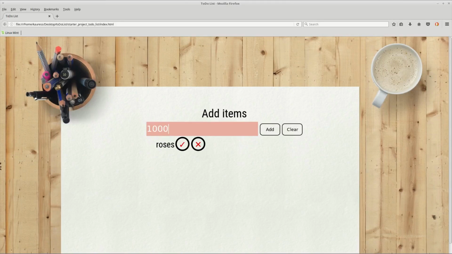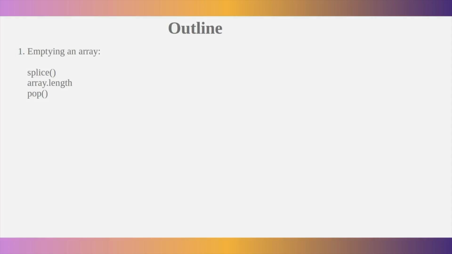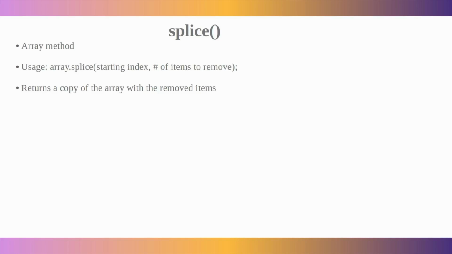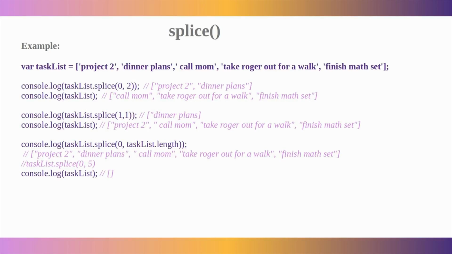Now let's work on the last part of our project, which is to clear the DOM and the task list array when the clear button is clicked. And now we'll discuss these 3 ways of emptying an array, starting off with splice. The splice method takes 2 arguments within brackets. Firstly, the starting position you want to splice the array from, that is the index start, and secondly, the number of items you want to remove. The splice method will splice from the index start till the number of items to remove and return the removed array. Okay, let's have a look at our examples here.